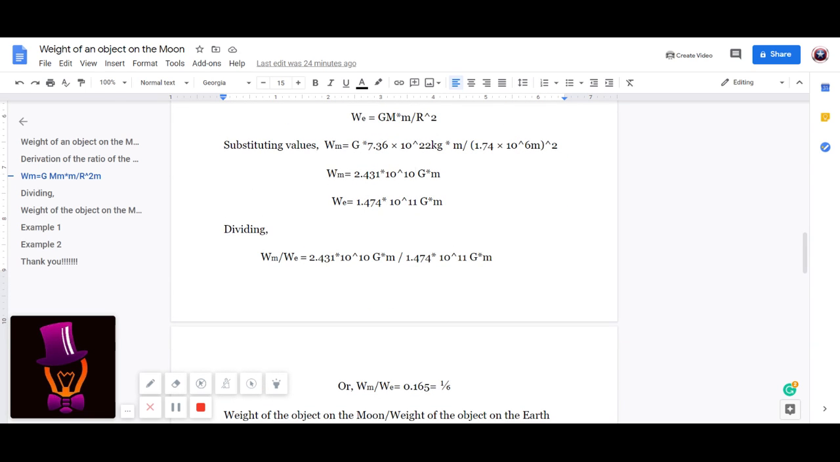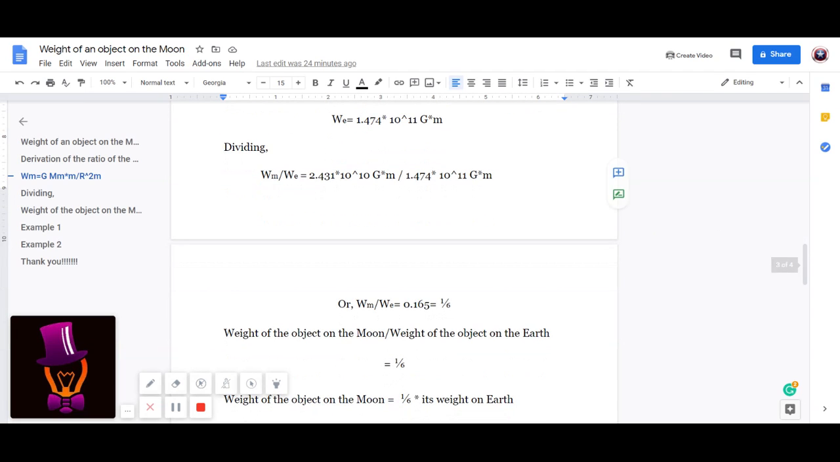So when we divide the weight of the moon by the weight of the earth, which is equal to 2.431 into 10 to the power 10 G into M by 1.474 into 10 to the power 11 G into M, we get the answer as 0.165. Actually we get the answer as 1.65 if we just divide this by this, but since it's 10 to the power 11, we need to divide that 1.65 by 10, which will become 0.165. So 0.165 is equal to 1 by 6.